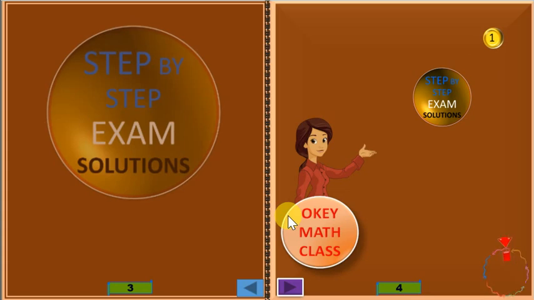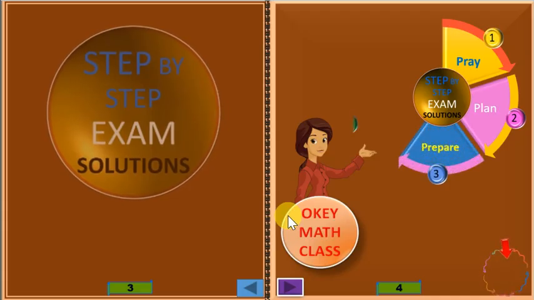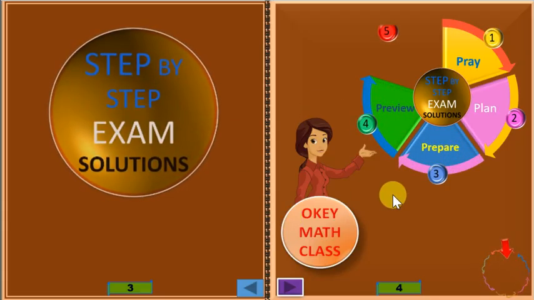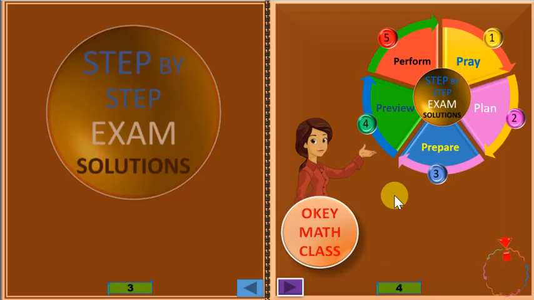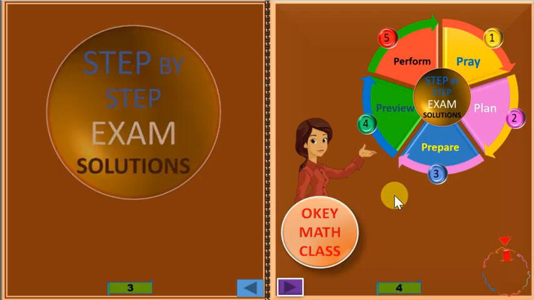Okay, math class, present step to exam success. Step 1, pray. Step 2, plan. Step 3, prepare. Step 4, preview. Step 5, performance. These are the 5 steps to prosper, to excel in examination.